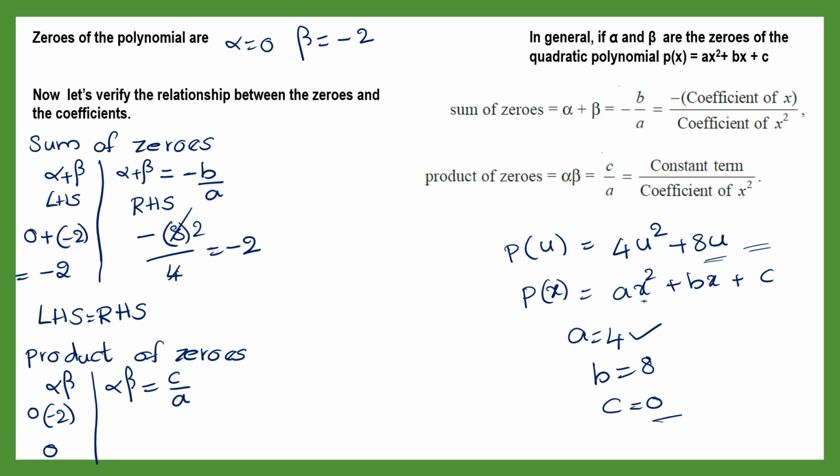C by a. C is what? 0. 0 by 4. A is 4. 0 by anything is 0. So LHS is equal to RHS. Product of zeros is also verified. Hence, the relationship between zeros and the coefficients of the polynomial is verified.